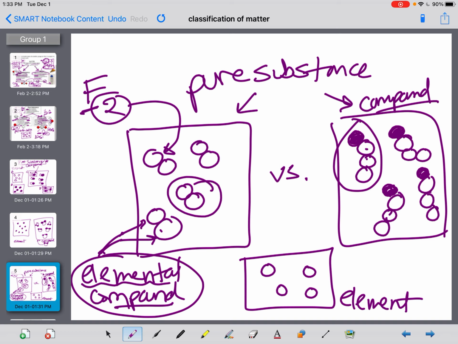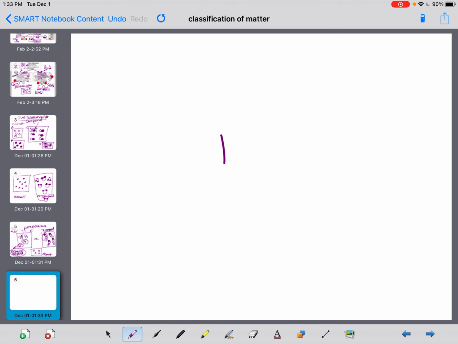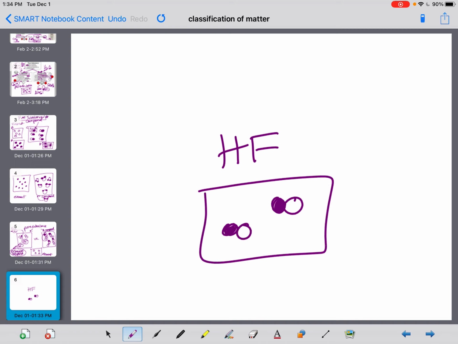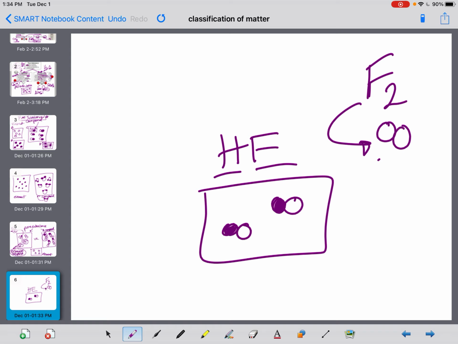So if there was more than one capital letter, so let's say we had HF, for example. So that means we have one hydrogen and one fluorine. This would just be a regular compound because there's two different types of elements that are in this. But when it is the same element connected to each other, this has a special category name. It's called an elemental compound.